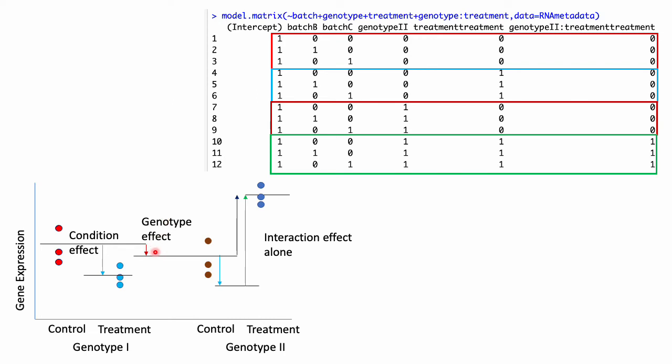But then something interesting happens. For the samples in the green box, we calculate the treatment effect in genotype 2, shown as the dark blue arrow here, but we don't stop there. The interaction term is calculated by taking the treatment effect in genotype 2 minus the treatment effect in genotype 1. In other words, we take the dark blue arrow minus the light blue arrow, which yields the green arrow. This green arrow can be interpreted as the genotype-specific response controlling for our baseline effect.